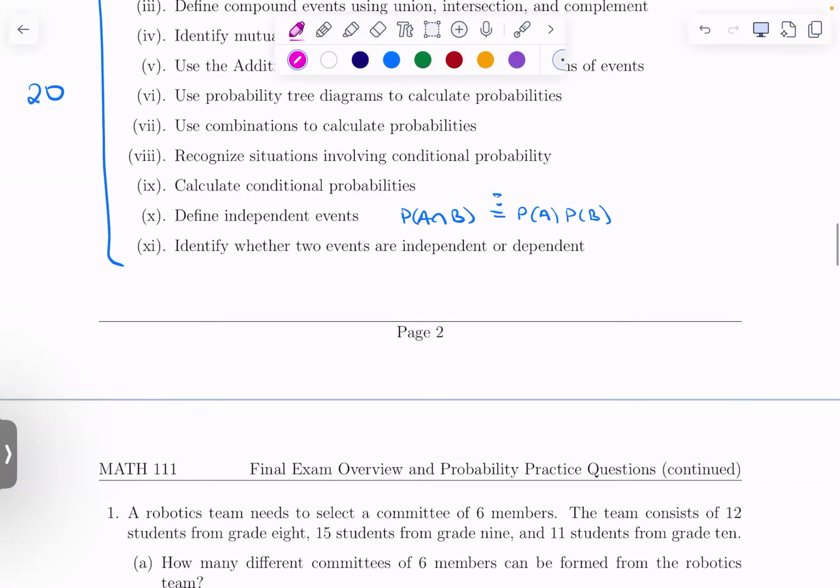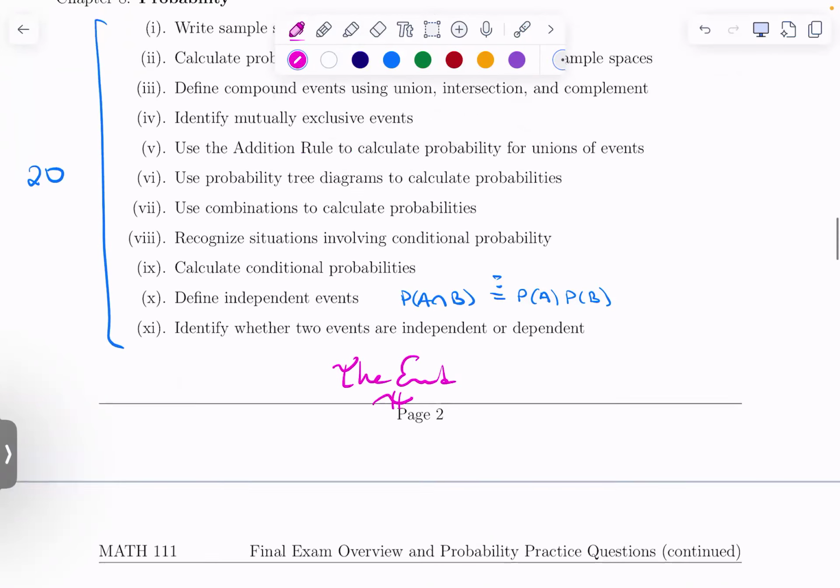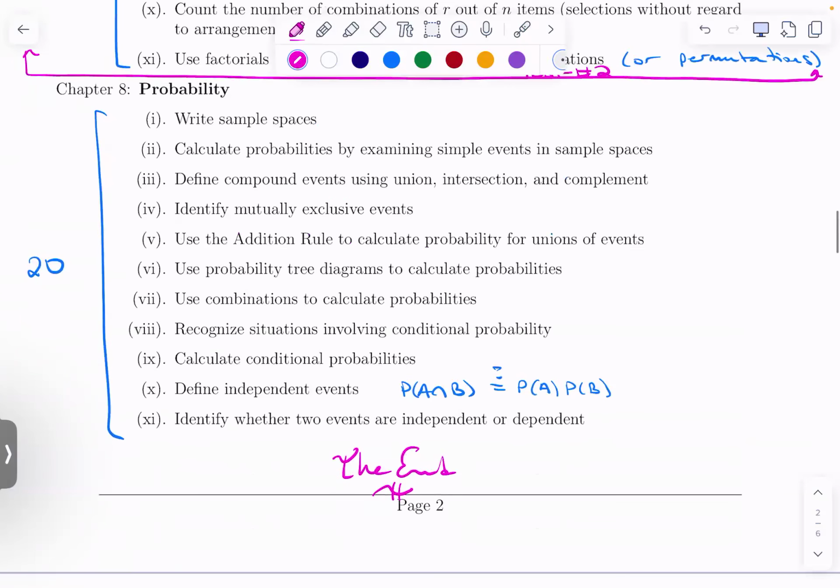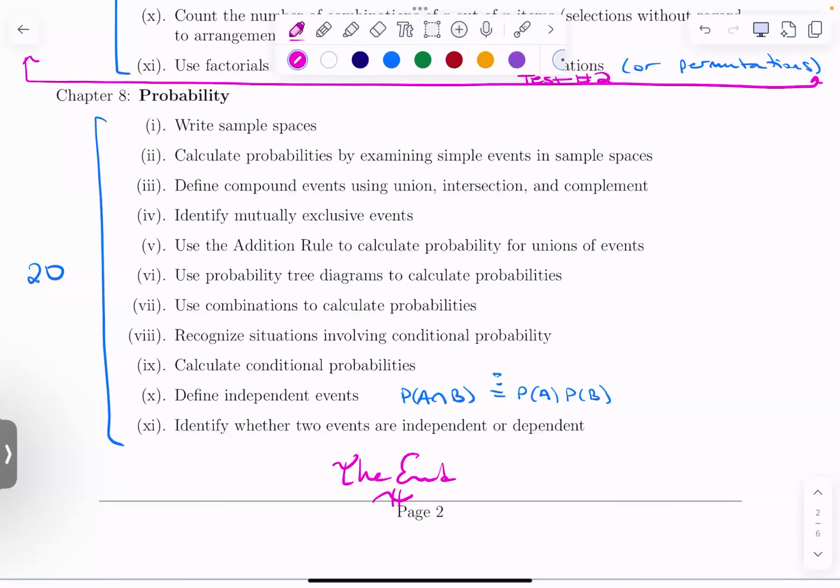Then the end. Sort of. Good job. You did it. All right. Any questions about the breakdown? No? How about some probability questions?